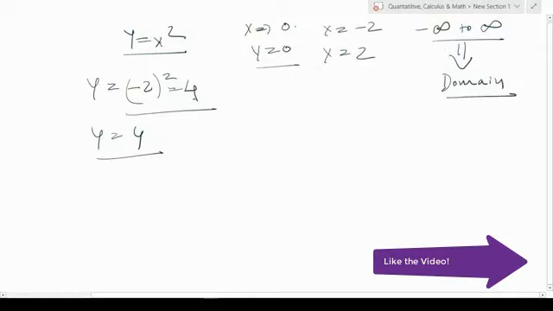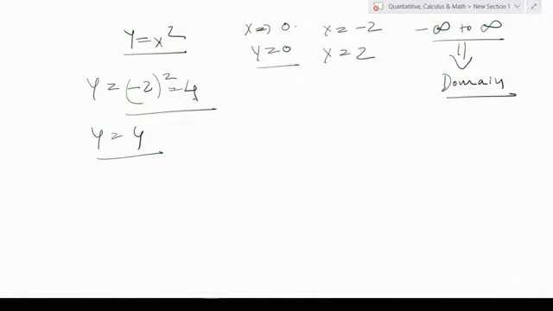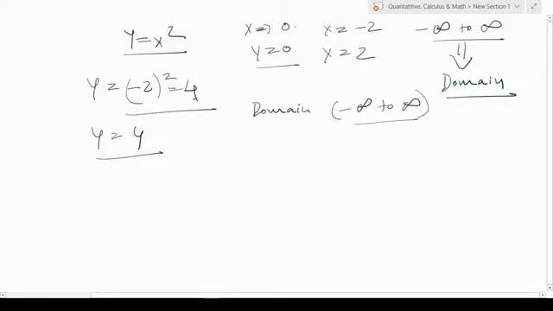Now range is what you get out of those values. So let's understand here. Whatever value you put as negative, you are always going to get a positive value unless you put 0. At x is equal to 0, we've seen y is equal to 0. So if the domain is all real numbers, which means I could put any value, x equal to 1000 or any value, the output, which is nothing but the range, is going to be from 0 to infinity, because any negative number when you square it will always be positive.